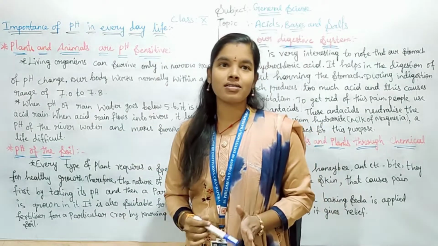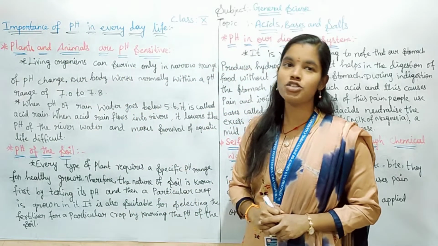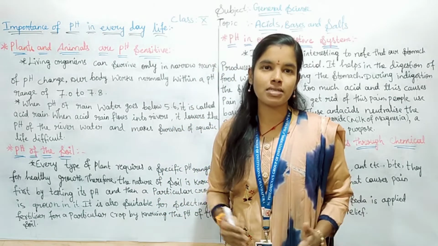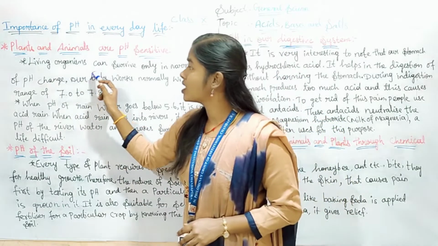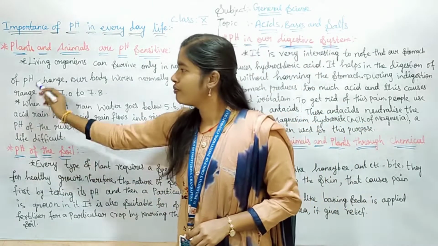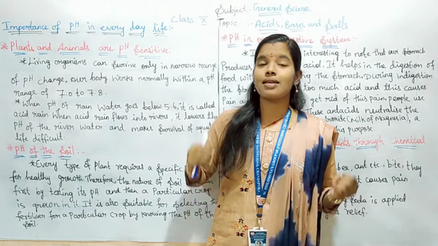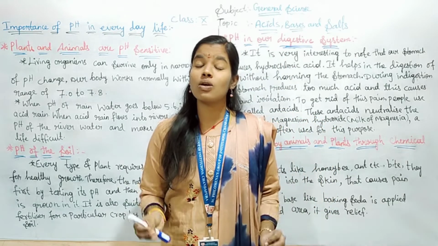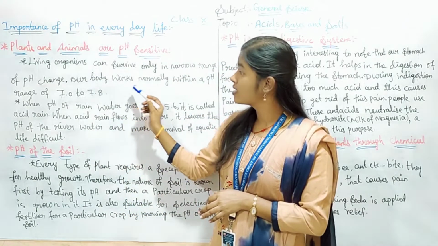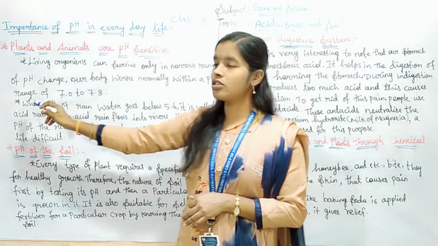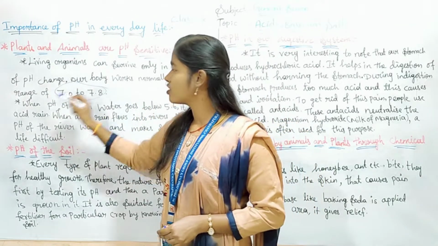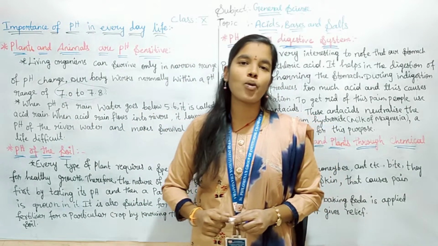So the first one is plants and animals are pH sensitive. They react based on the pH, so they are very sensitive. Living organisms can survive only in a normal range of pH change. All living organisms, either plants or animals, can survive only in a limited range of pH change. Our body works normally within a pH range of 7.0 to 7.8.